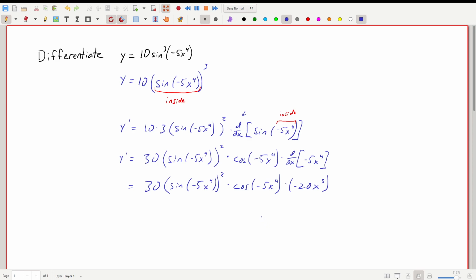Okay, so if I wanted to clean this up, if I wanted to make it look like a nice book answer, because I have these multiplied terms, I could take 30 times negative 20 and combine them to get negative 600x cubed. I could rewrite the sine function now using the shorthand notation. Sine squared negative 5x to the fourth, and then cosine negative 5x to the fourth.